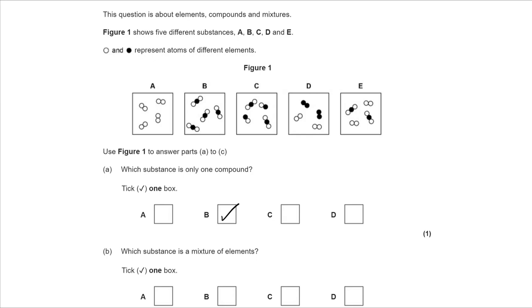When we then go on to look at a mixture of elements, so an element can be made up of only one type of atom. So we need where the things are combined to be the same colour. And then we need more than one example of that. And the correct example here is D.